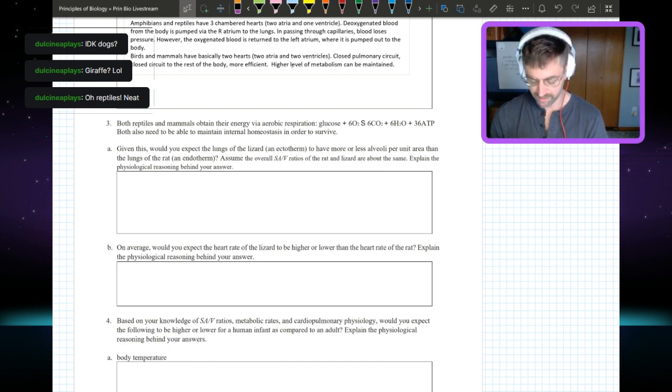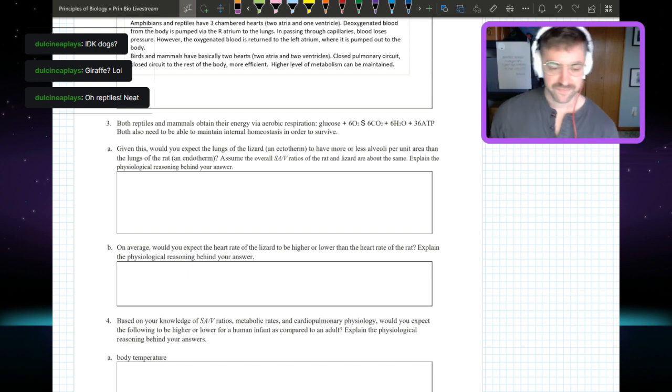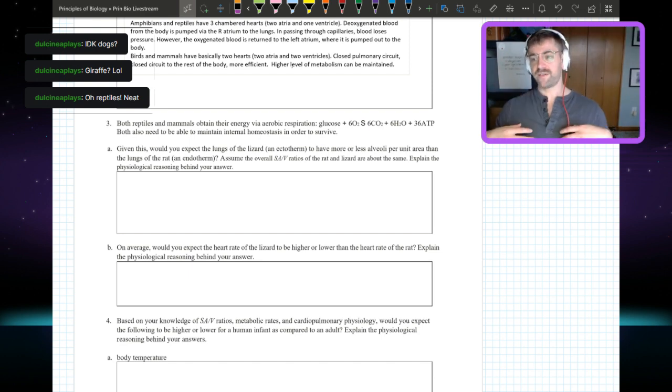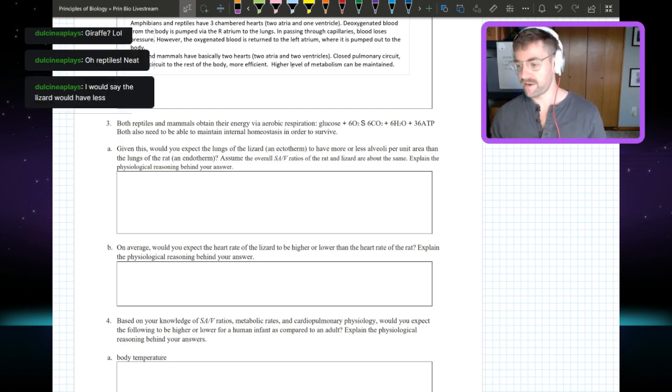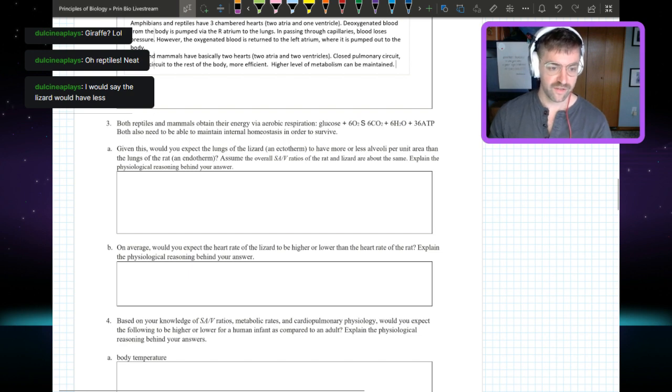So the alveoli are the little grape-like structures in your lungs that facilitate diffusion of oxygen into the blood from your lungs. So ventilation, air goes in, air goes out. Respiration, gas diffusing across a membrane. You would be correct. So the lizard would have fewer alveoli per unit area of lung tissue than the rat. But why?